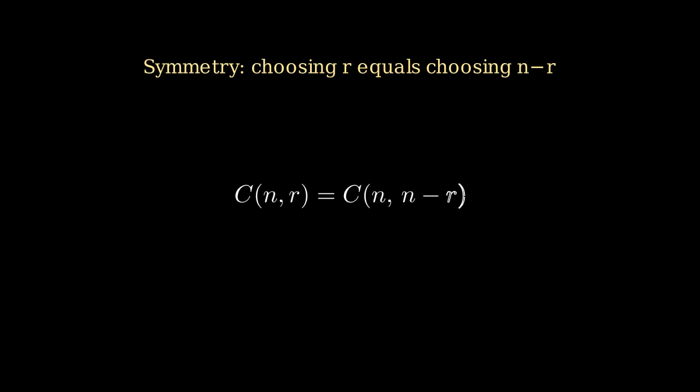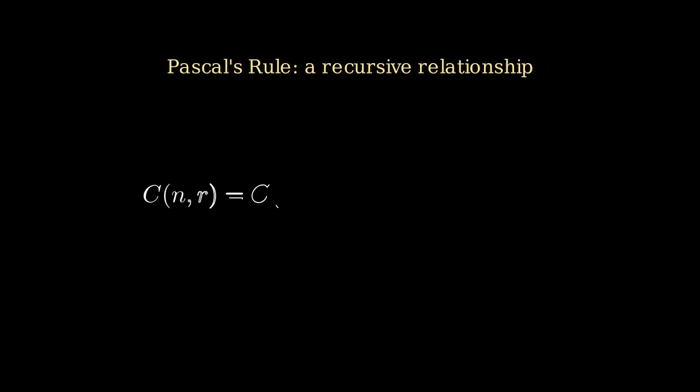There's a symmetry worth remembering. C of n, r equals C of n, n minus r. Choosing which r objects to include is exactly the same count as choosing which n minus r objects to leave out. Pascal's rule connects combinations recursively. C of n, r equals C of n minus 1, r minus 1 plus C of n minus 1, r.